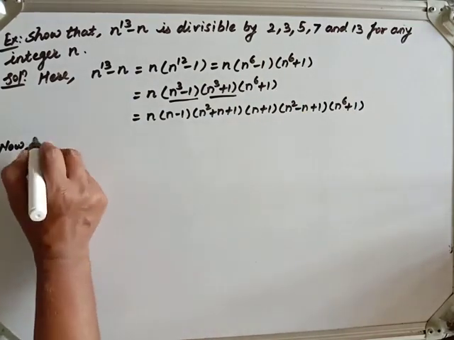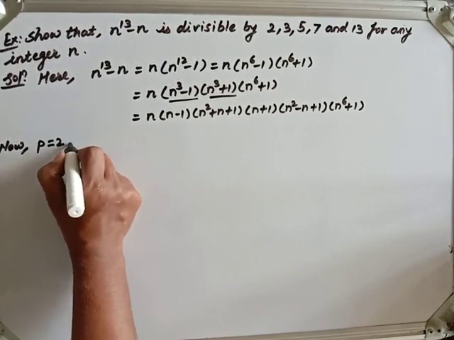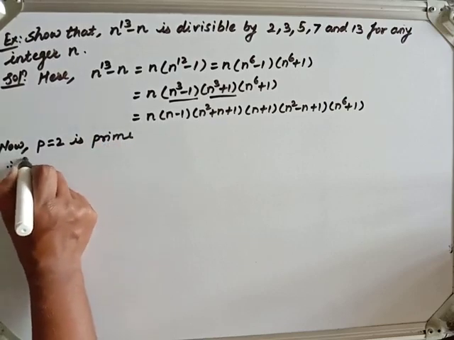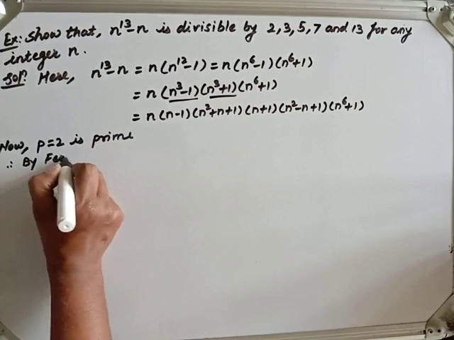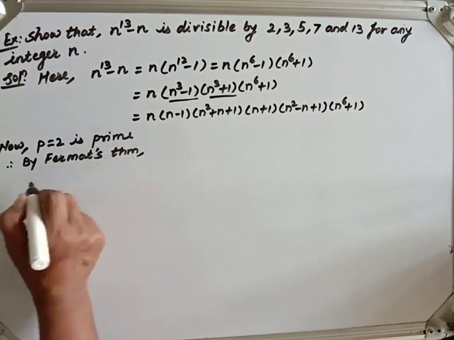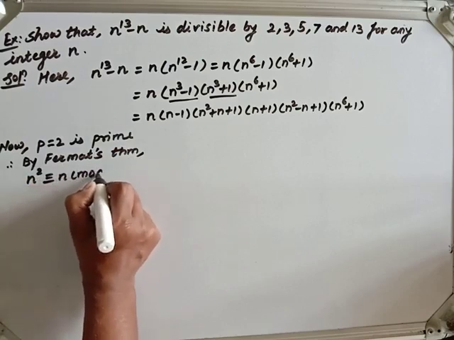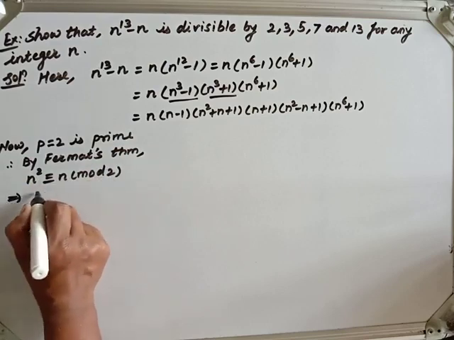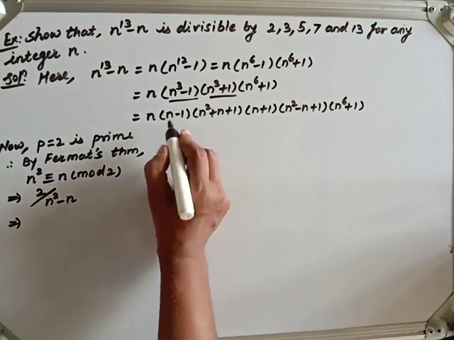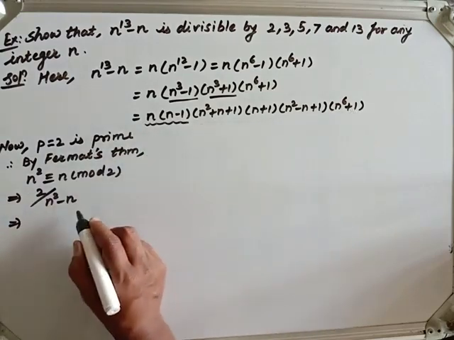Now p is equal to 2. p is equal to 2 is a prime. Therefore, by Fermat's theorem, what we get? n square congruent to what? n modulo 2. That gives 2 divides n square minus n. So n square minus 1 will be here. Look at here, n square minus 1.